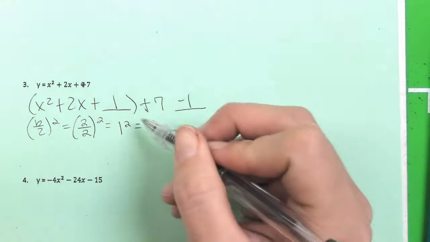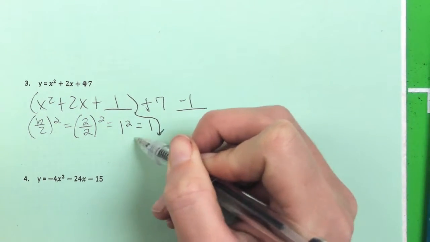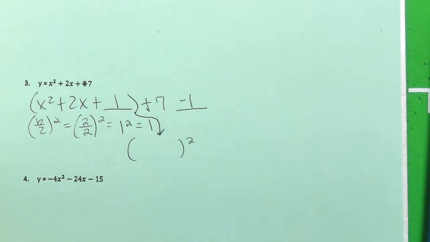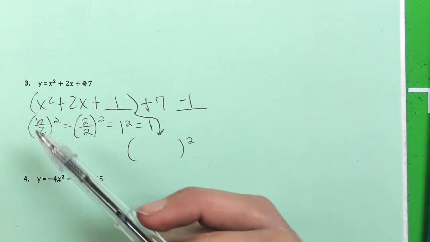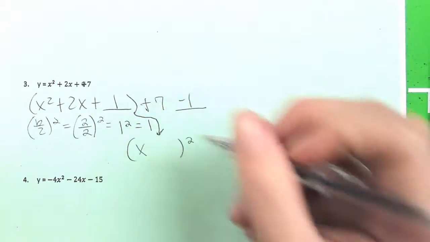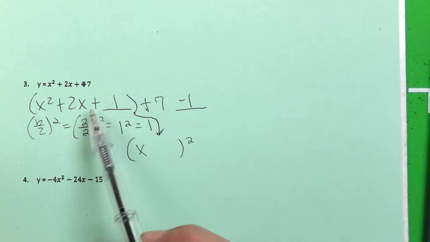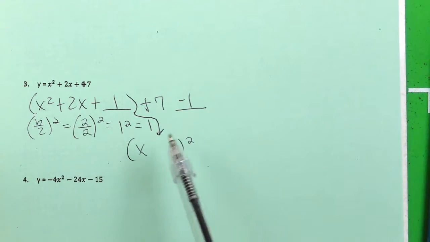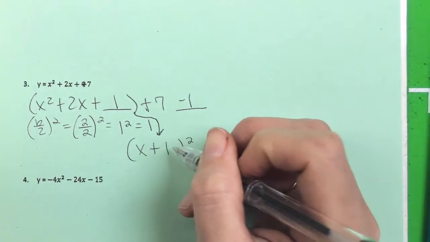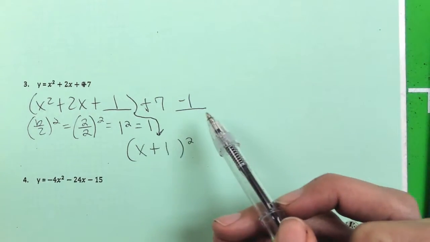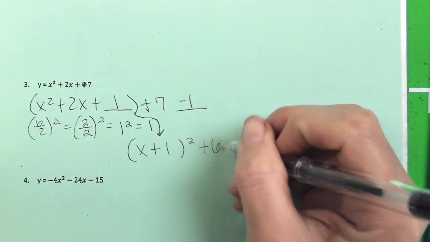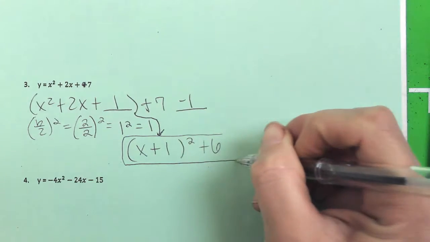Alright, from here I just changed this perfect square trinomial to a binomial squared. So it's going to be x, always x, and then the number right here is going to be your b, divided by 2, which was a positive 1. And now on the outside I have 7 minus 1, that's going to be a positive 6. That's it.